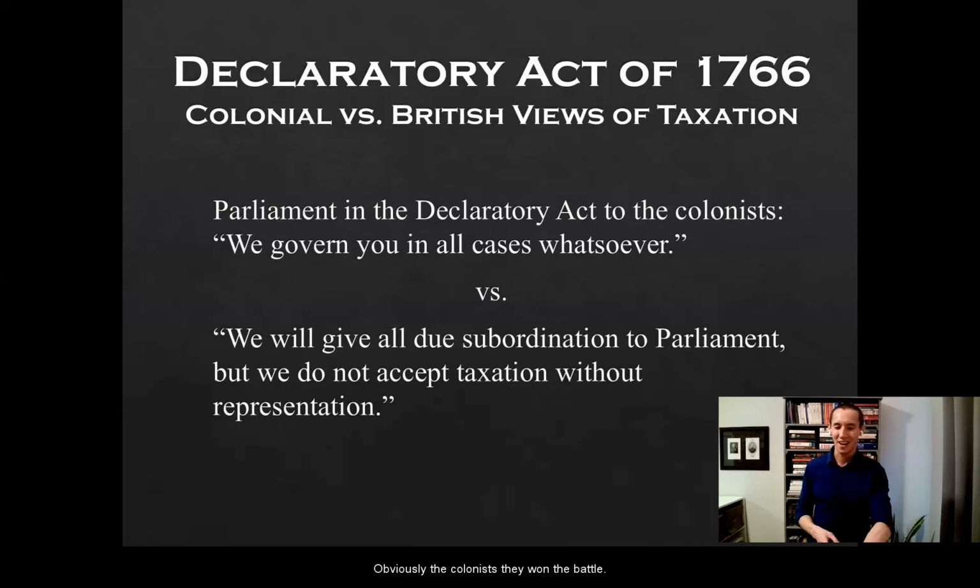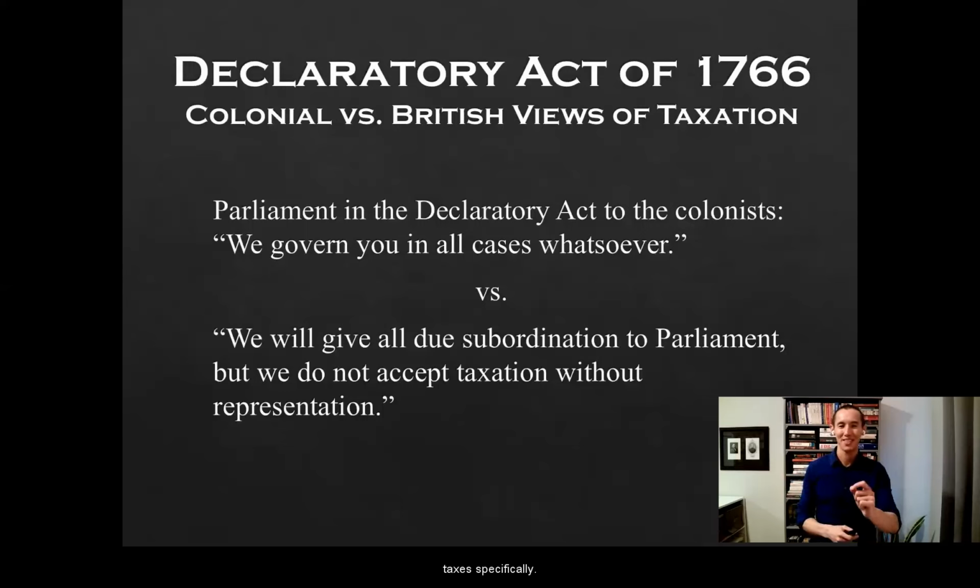So obviously the colonists, they won the battle. But after this, nothing makes sense. Everything after this is just a power struggle. This is the only direct tax the British will pass that affects all the colonies. This is the only one that the British ever passed that affects all the colonies, and no colonists ever paid anything for it. So can this be the cause of the American Revolution?